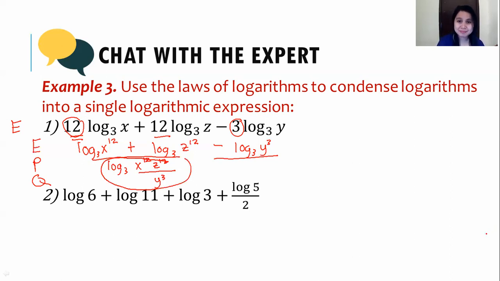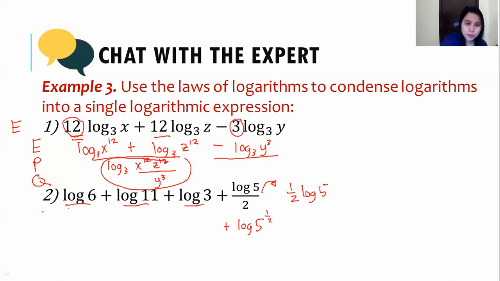Any questions? No questions? Let's go to the next one. You check. No exponent, no exponent, no exponent. And then the last one. This is good as 5 to the power of 1/2. Because the last one looks like this, 1/2 log of 5. So the last one is log of 5 to the power of 1/2.